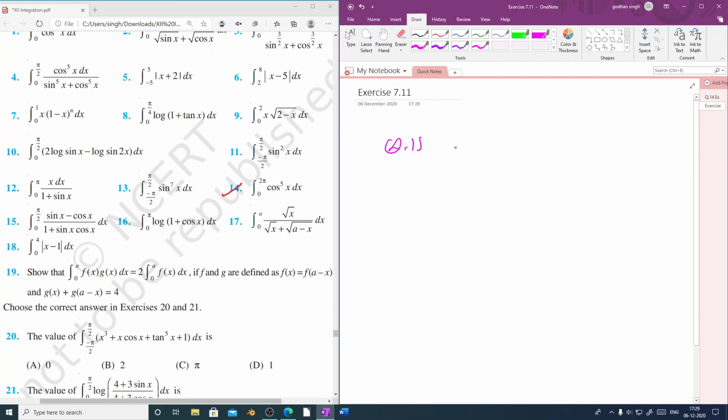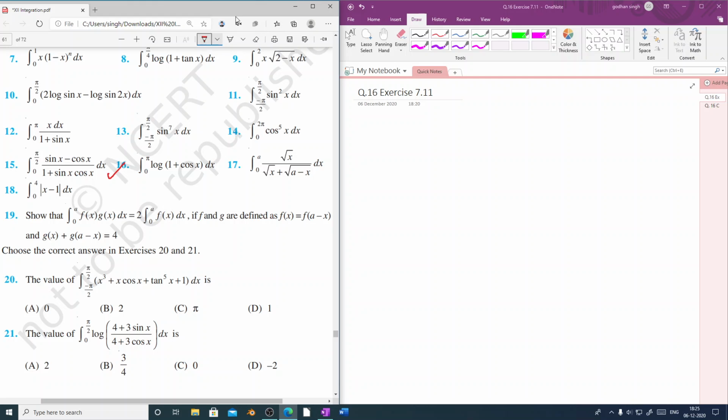Question number 15 will be for self trial. You'll try on your own, and in this the property which you can apply is property P4, and definitely you will get the answer. So question number 15 will be for your self trial.